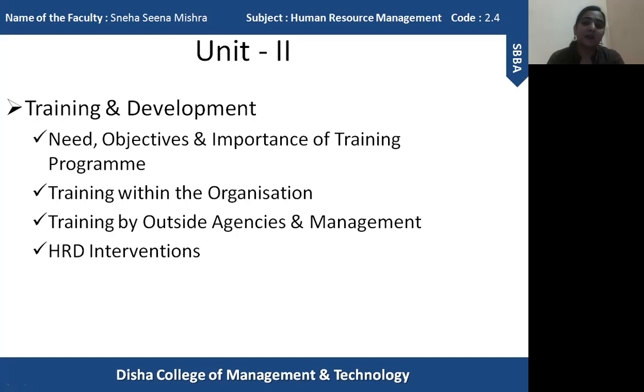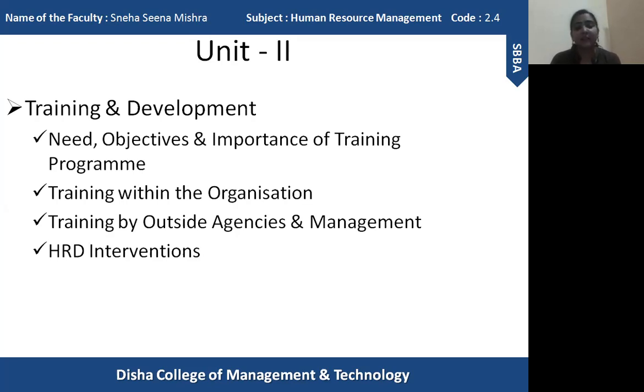And then we have the methods which are used in the training of the employees. The methods are categorized into two major categories: on the job training, that is training within the organization, and off the job training, which is training by outside agencies. So these are the important aspects of the second unit. Each and every portion is important, like the methods which are used on the job and off the job.